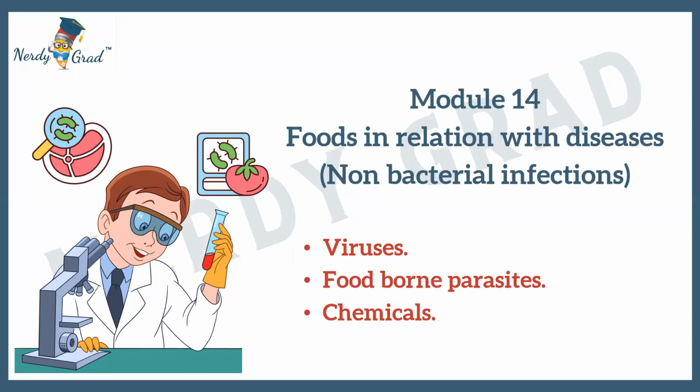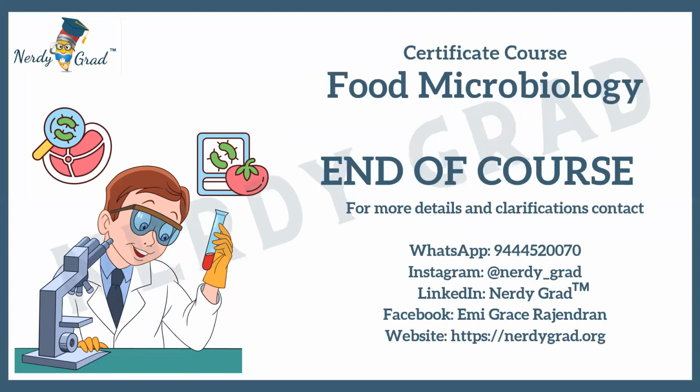And then module 14, we have foods in relation with diseases, where we will learn about non-bacterial infections, that is viruses, foodborne parasites, and infections that happen because of chemicals. So that was all about the detailed overview of all the 7 topics and the 14 sub-modules.